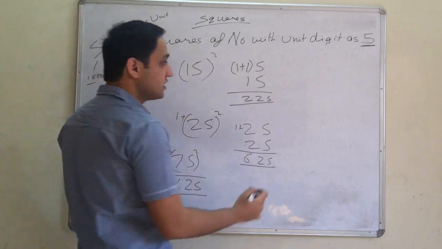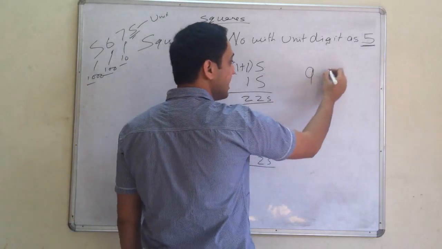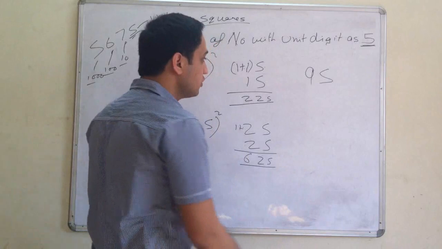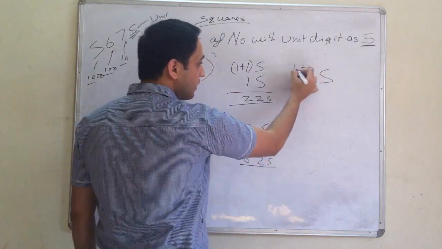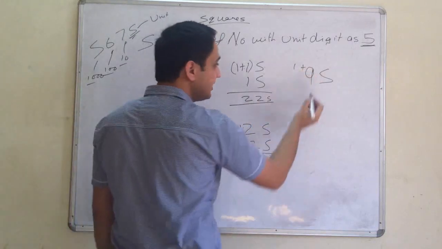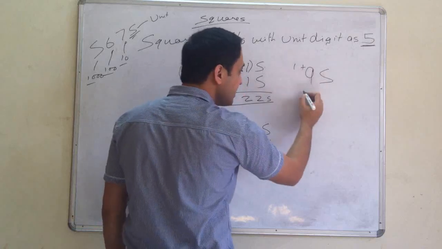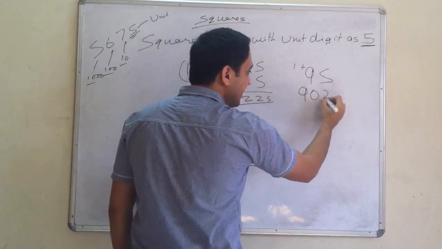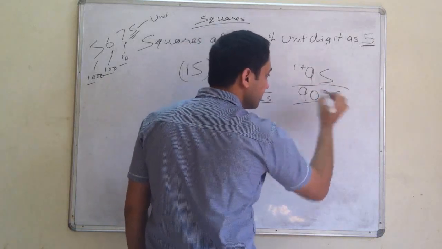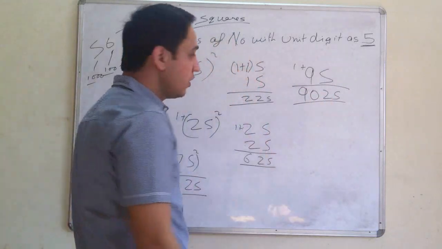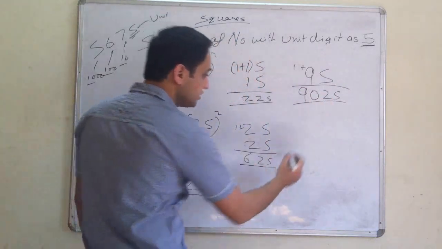Let's do the square of 95. All you have to do is add 1. So 9 plus 1 is 10. 10 into 9, 10 9s are 90, and lastly 25. This is the answer.